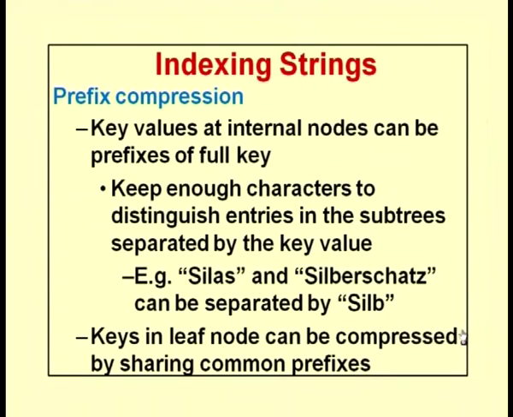The keys in the leaf node can be compressed by sharing common prefixes. This way of using prefixes and then compressing them using common prefixes is very common when you have large key values, that is, when the number of characters of a key value is very large.